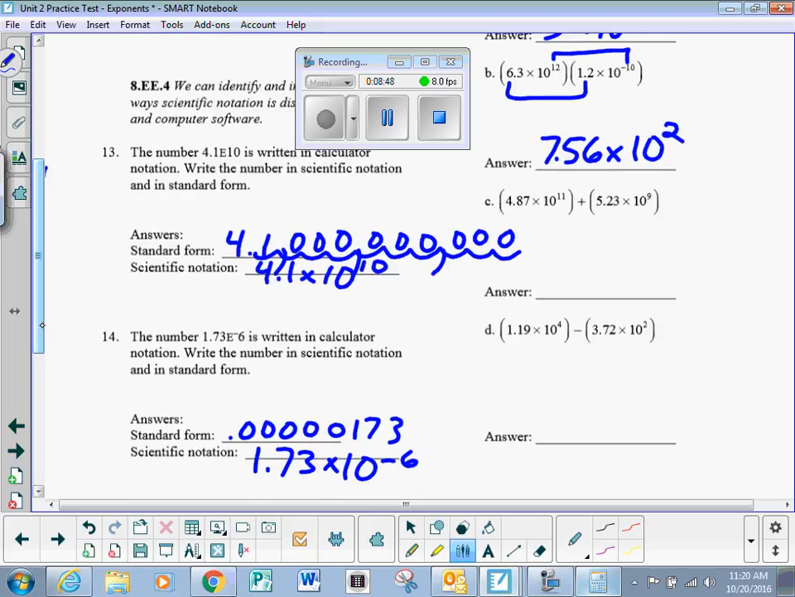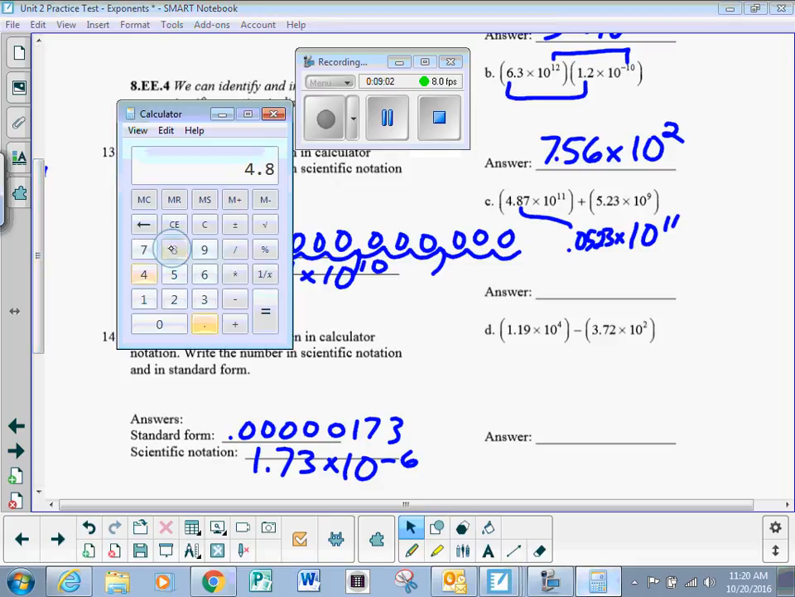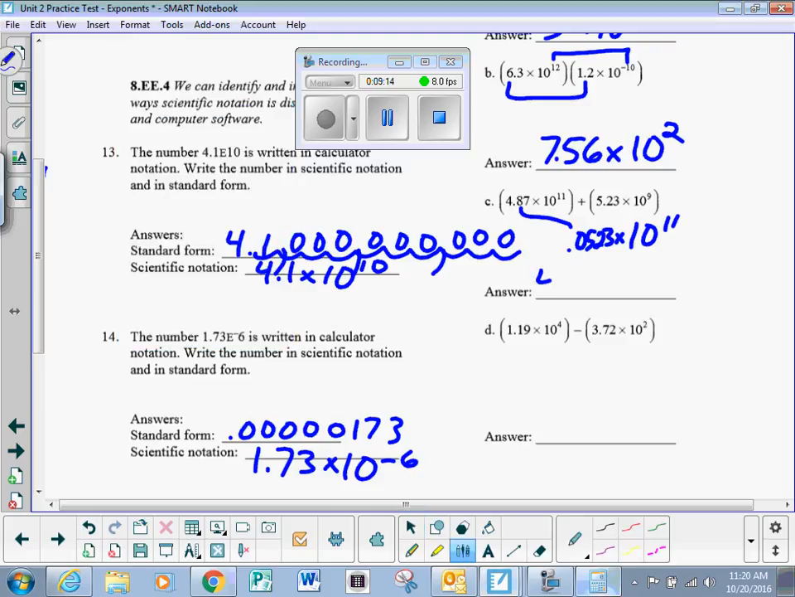Letter C, we have to make the powers of 10 the same. So if I make that bigger by 2, I have to make this smaller by 2. Then I add those two numbers together. 4.87 plus 0.0523, and I get 4.9223 times 10 to the 11th, because I need the powers of 10 to be the same.